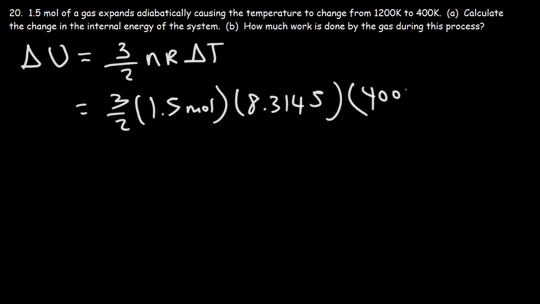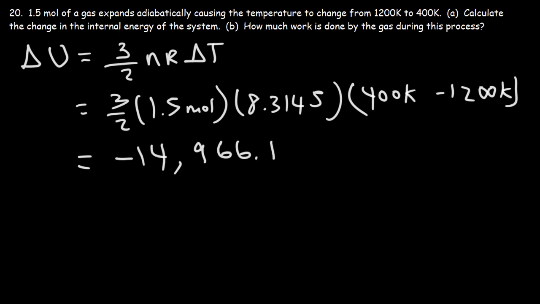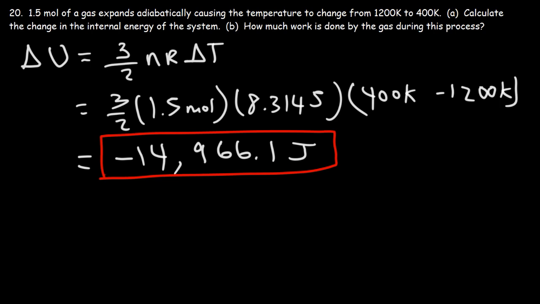The final temperature is 400 Kelvin. The initial temperature is 1200 Kelvin. So 400 minus 1200, that's negative 800, times 8.3145 times 1.5 times 3/2. And you should get negative 14,966.1 joules. So that's the change in the internal energy of the system when the gas expands adiabatically.